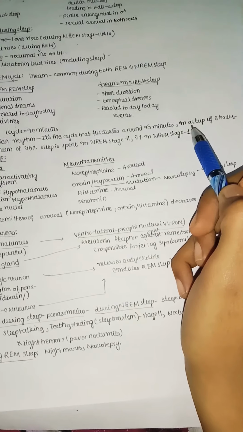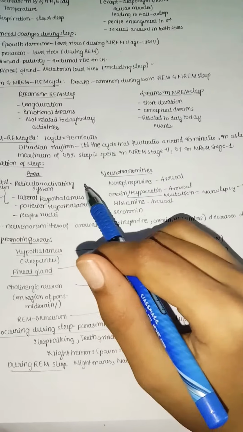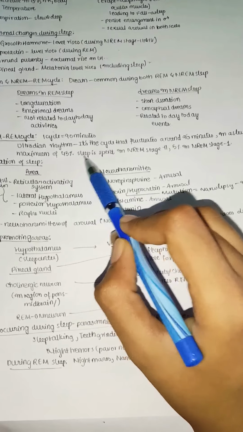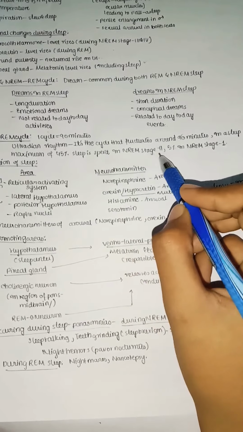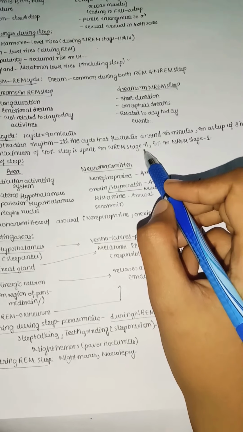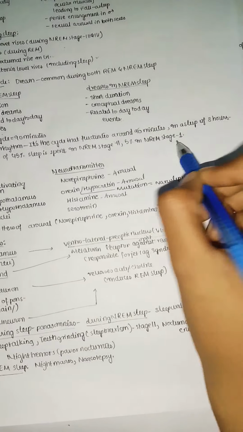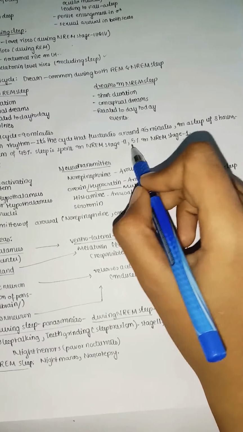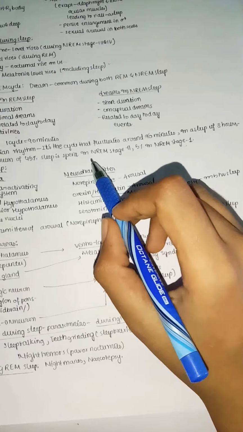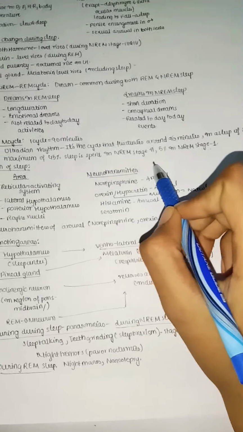In a complete sleep of 8 hours, maximum 45% of sleep is spent in non-REM stage 2, that is the theta waves, and in non-REM stage 1 also. So 5% in non-REM stage 1, almost 45% in non-REM stage 2.